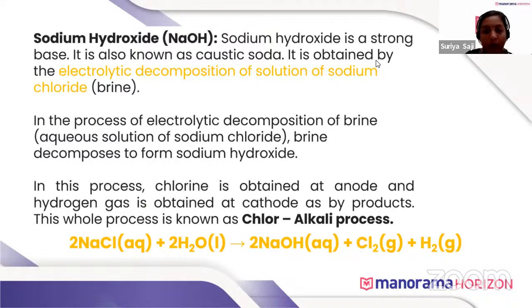NaCl reacts with water, forming NaOH, Cl2 and H2. Sodium hydroxide. So this is the way of preparing sodium hydroxide. Our next product is sodium hydroxide. So from NaCl, by doing electrolysis, we get sodium hydroxide. Sodium hydroxide is a strong base. It is also known as caustic soda, obtained by the electrolytic decomposition of sodium chloride solution, which is known as brine.